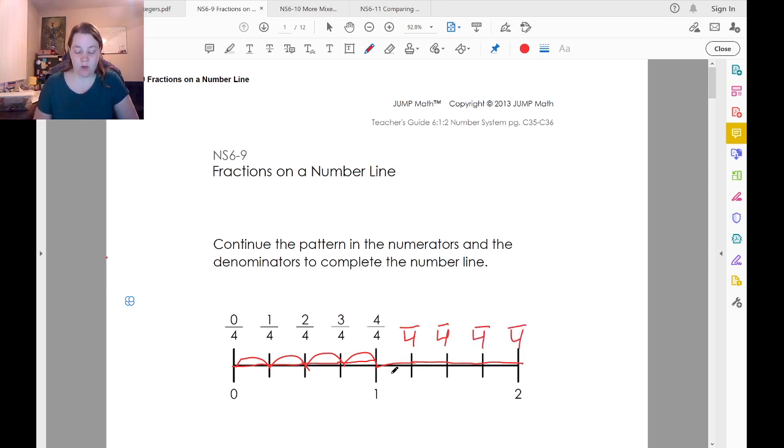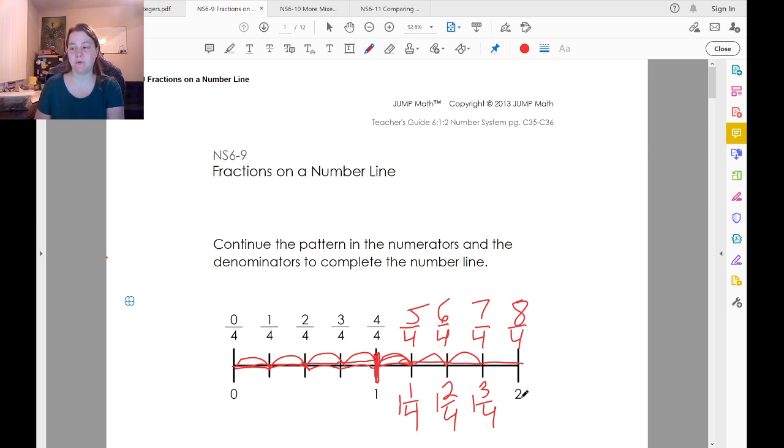Except instead of 1/4 here, this is actually going to be the 5th fourth, because we had 1, 2, 3, 4. This section is 5/4. Or we can look at it as 1 and 1/4, because after the whole number of 1, there's 1/4 after. The next section would be 6/4, or 1 and 2/4. The next section would be 7/4, or 1 and 3/4. And then that last section would be 8/4, or 2 wholes. So we've reached the number 2.